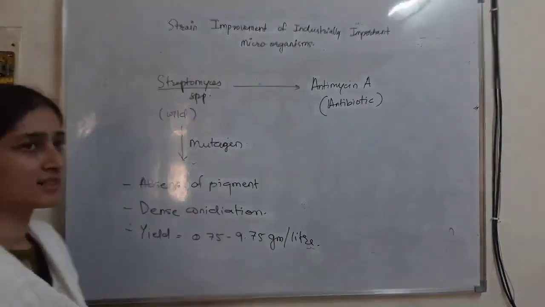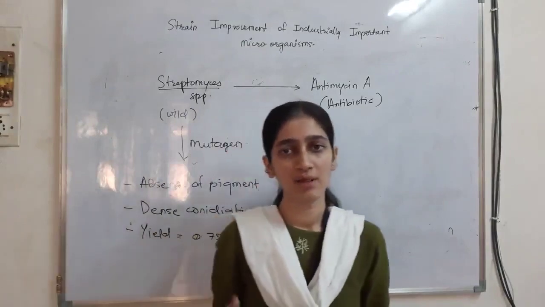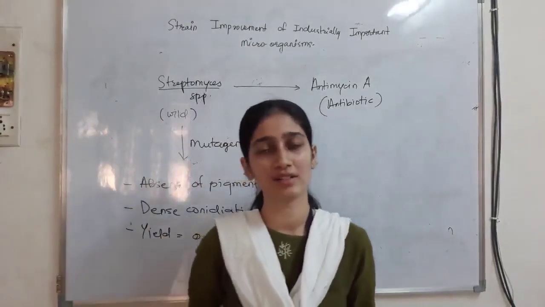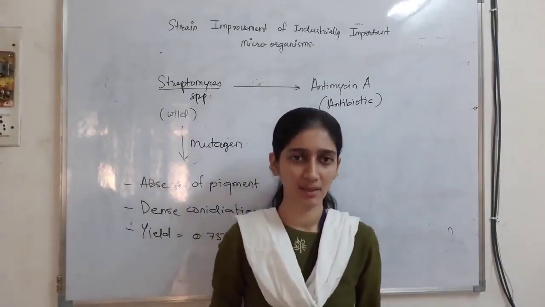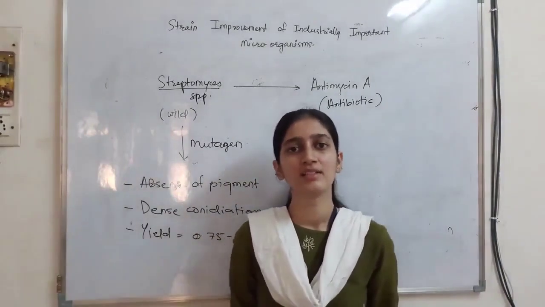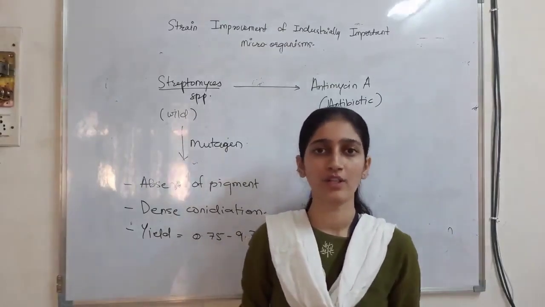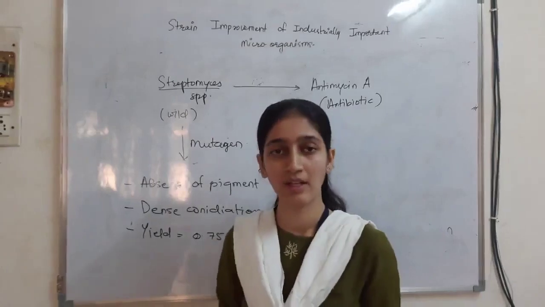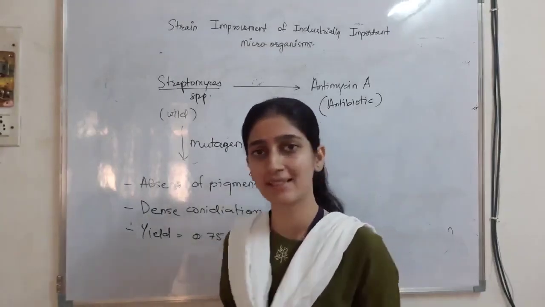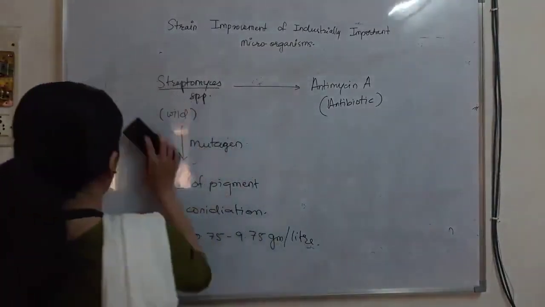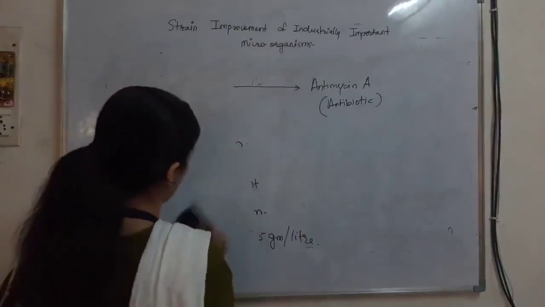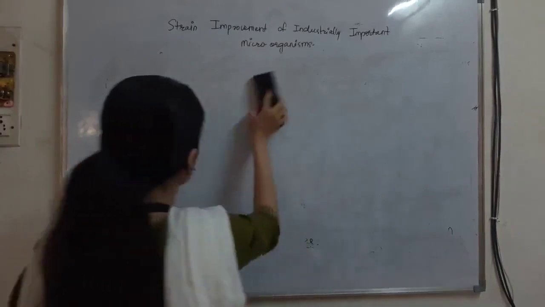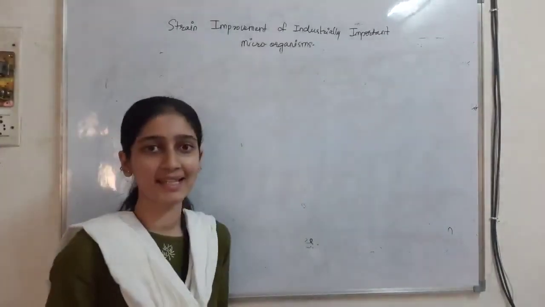So how are these improved strains selected? For the selection of auxotrophic mutant, it is comparatively easier than selection of non-auxotrophic mutant. So for the selection of auxotrophic mutant, there is a technique called the penicillin technique, which we are going to see.